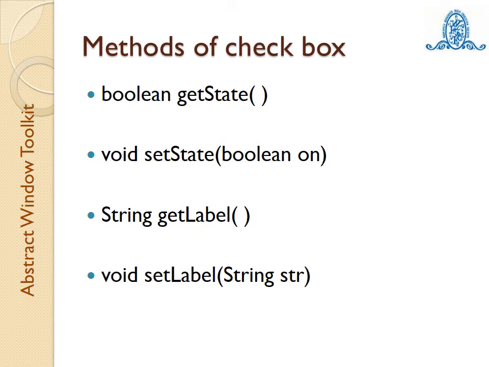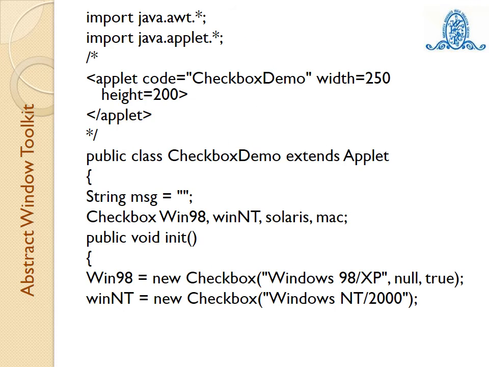The methods of checkbox. If you see these 4 methods, the methods are get and set, that is to get the state, to get the label and to set the state for checkbox as well as to set the label for checkbox. So getState method returns the true value, that is the state of checkbox. setState method is used to set the state for checkbox. Similarly, setLabel is used to set the label for checkbox, and getLabel returns the label of checkbox.